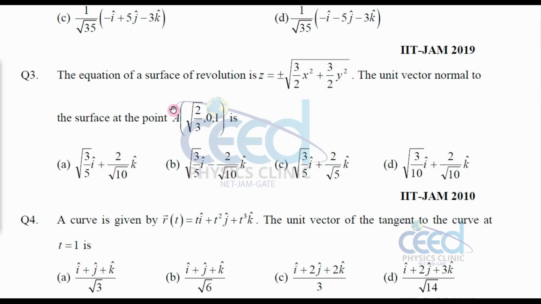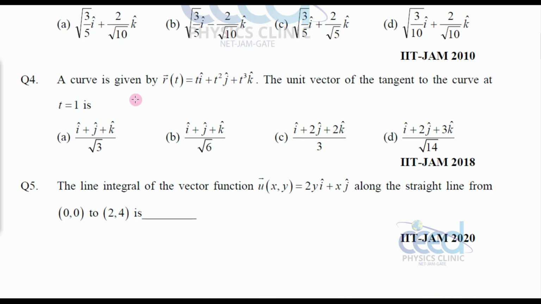Now another question is, a curve is given by r of t is equal to t i cap plus t square j cap plus t cube k cap. The unit vector of the tangent to the curve at t equal to 1 is, right? So what is the tangent to the curve? That is the slope of the tangent, we already know, that is dr by dt, right? So a unit vector in this direction is dr by dt divided by mod dr by dt. So at this point we can calculate the same.